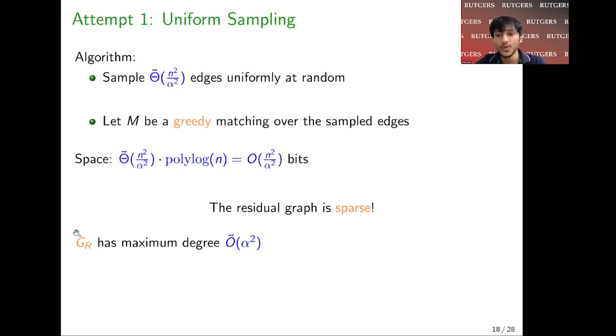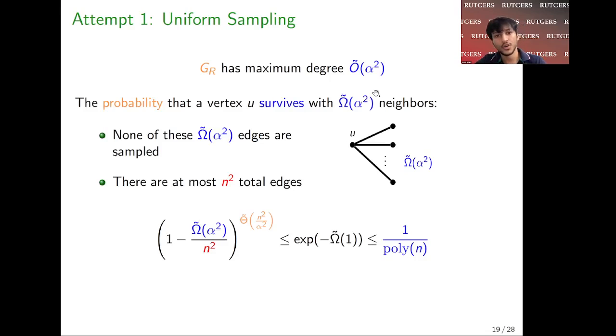Great. So now the residual graph is sparse if you do this. And what we can prove is that the residual graph has a maximum degree bound of roughly alpha square. Okay, so let's see why this is true. So if you think of any vertex that survives with at least alpha square neighbors, we'll show that such an event happens with a very low probability, right? That if a vertex U and a lot of its neighbors survive, that is very unlikely.